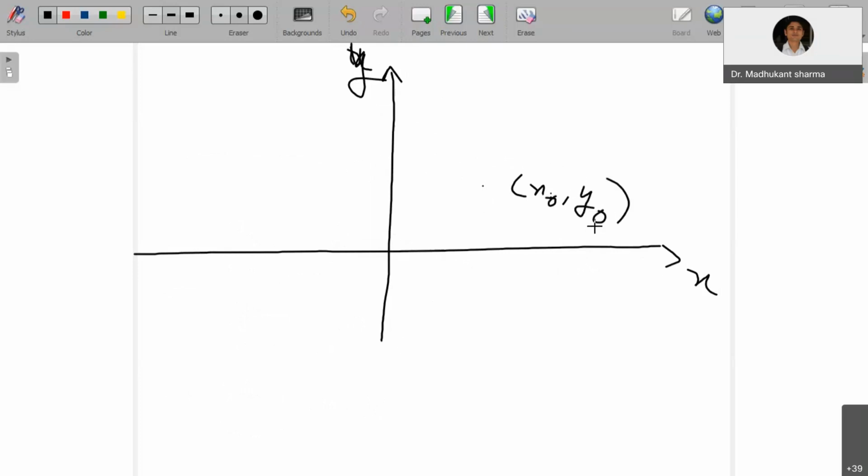X naught, y naught. Okay, so I want to reach this point. How? What is the direction, or what is the path you can choose? So this is your x naught, and this is your y naught.